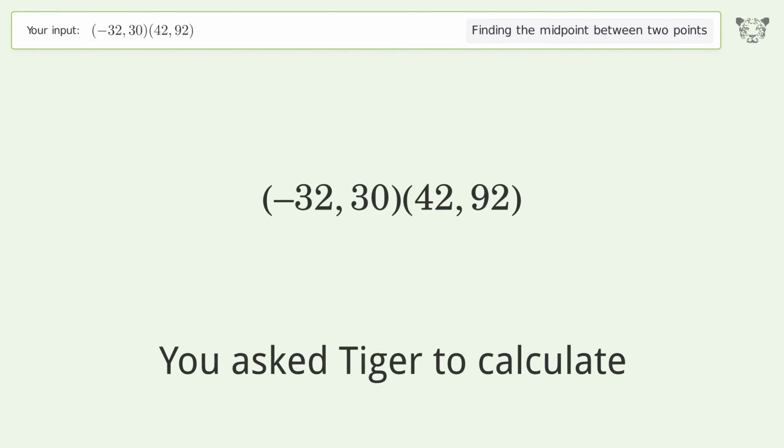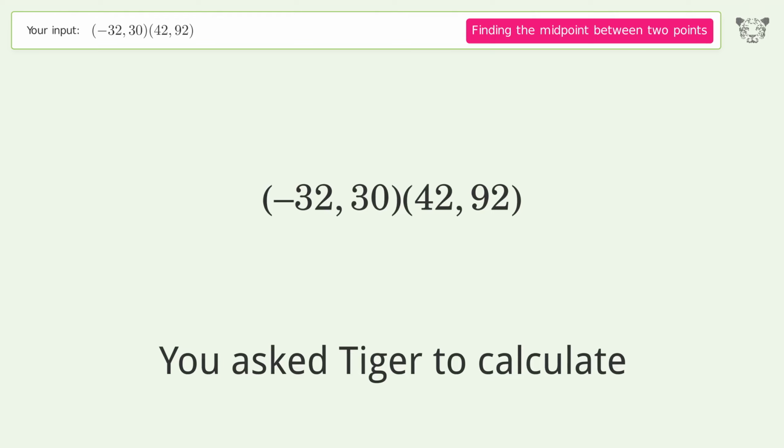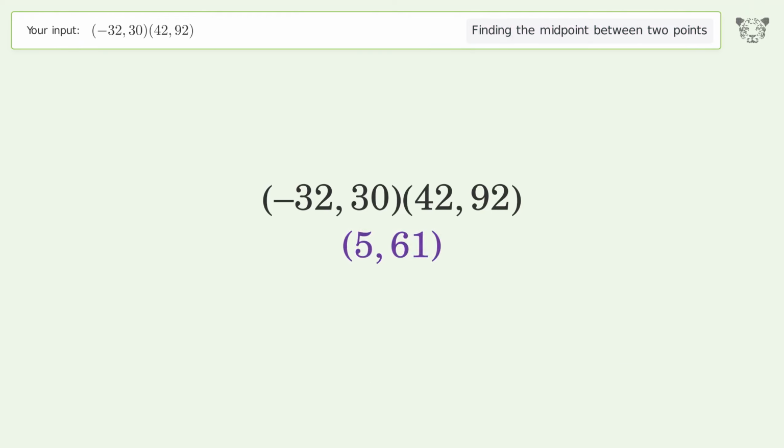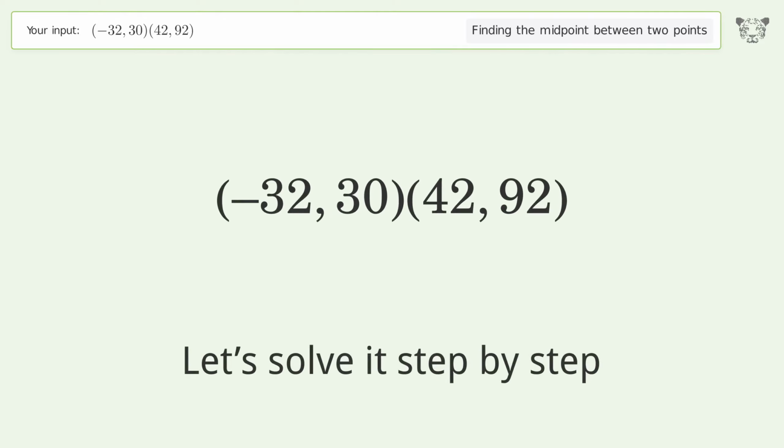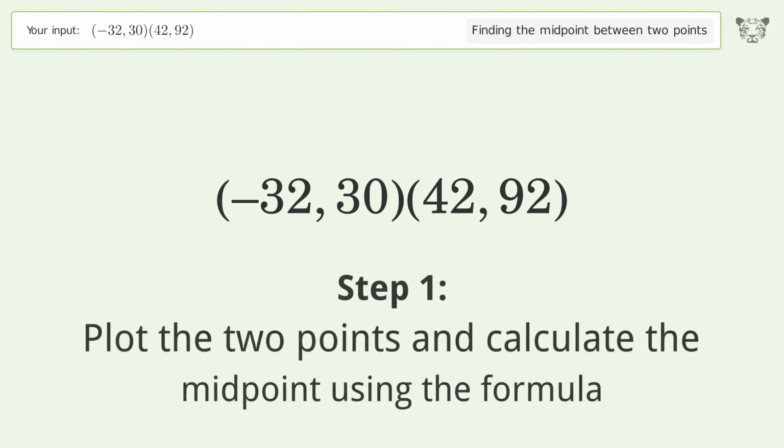You ask Tiger to calculate. This deals with finding the midpoint between 2 points. The midpoint between the 2 points is 5,61. Let's solve it step by step. Plot the 2 points and calculate the midpoint using the formula.